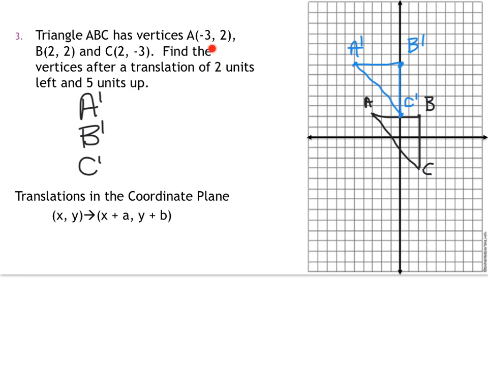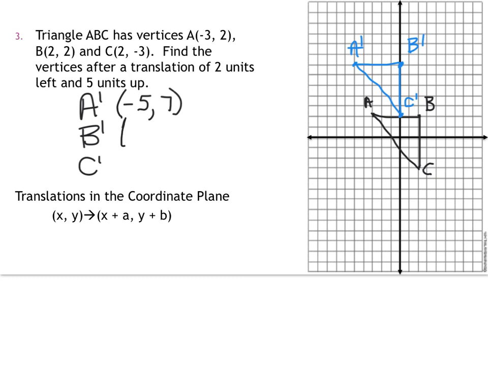What could I do to figure out that new value without graphing it? And if you said go negative 3 minus 2, that would be correct, because I'm going left, so that would mean that I would minus 2. Now, since I'm going 5 units up, I can take that number 2, where it was at, and add 5 to it in order to get the 7, which if you look over in your graph, it is definitely up 7 in that point. Now I can do the same thing for the other vertices as well.